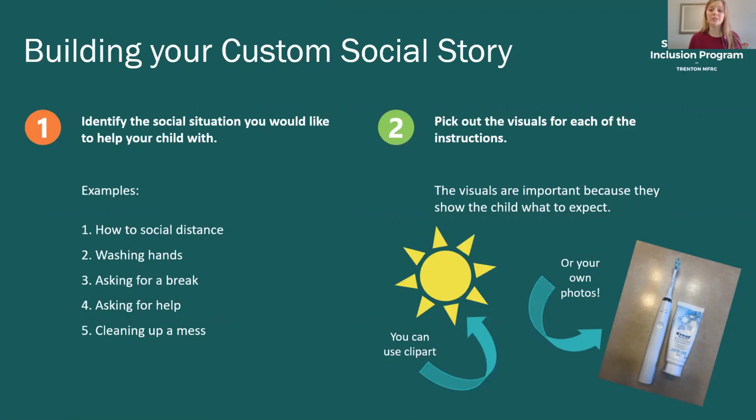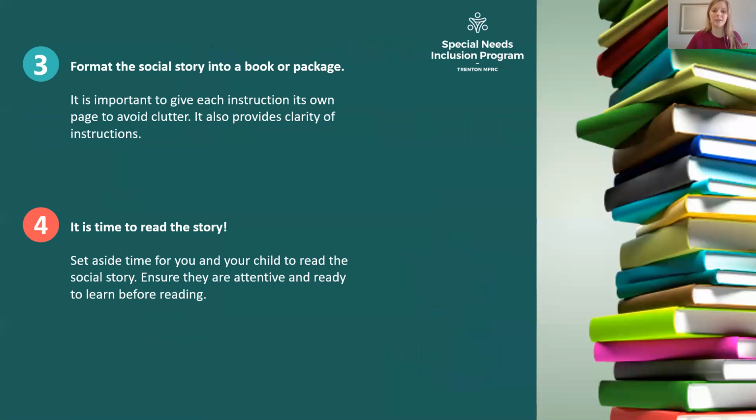So to move to step two, it's important to pick out visuals for this story. So once you've discovered what you want to teach them, you want to find pictures to go along with your story. Some of them can include clip art or photos you take yourself. You can also use illustrations that you would like to draw. It's just important to make sure that the pictures are clear so the child understands what is being expected.